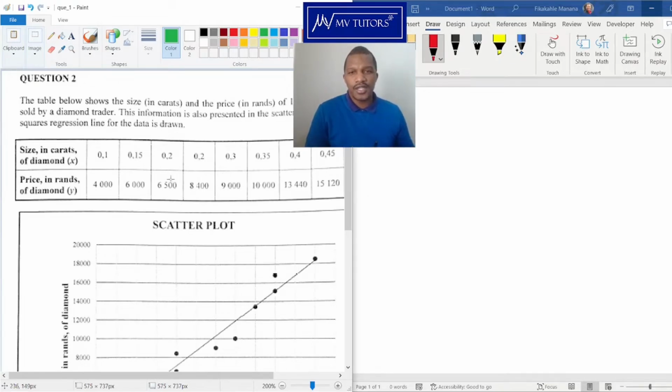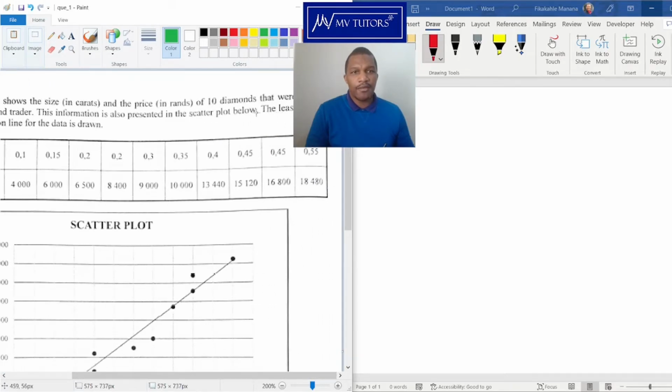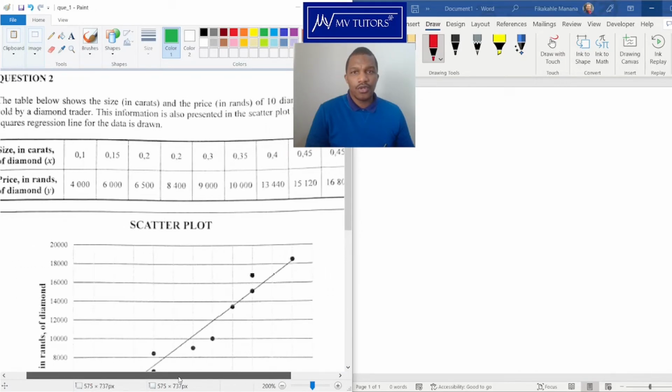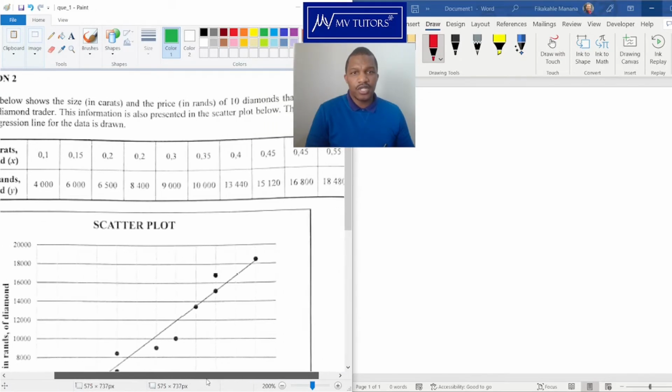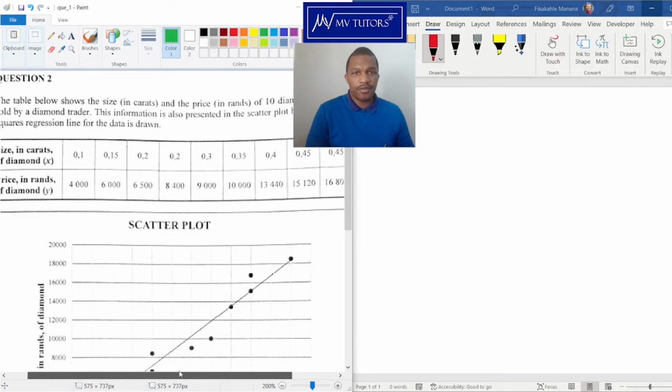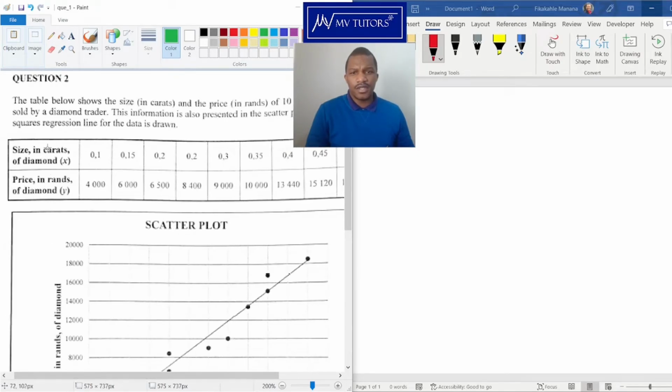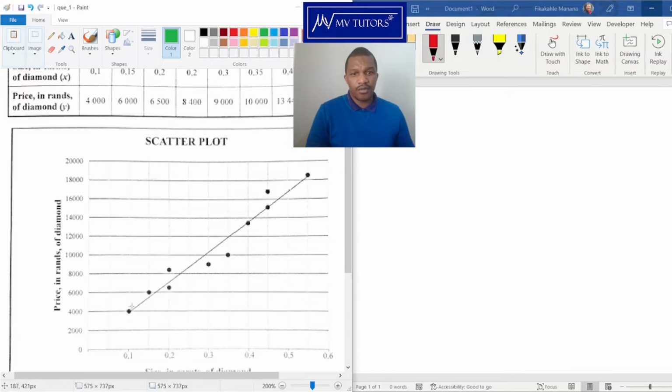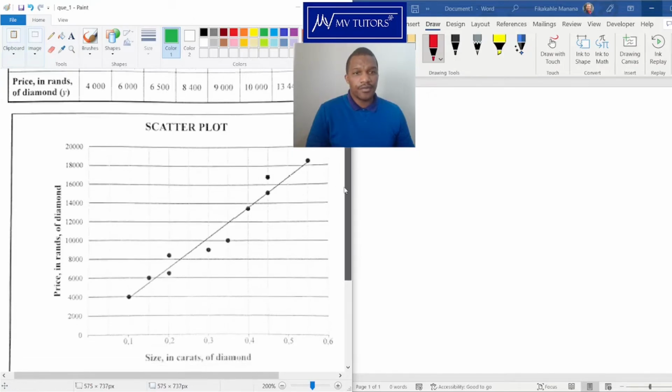Now, question 2 says the table below shows the size in carats and the price in rands of 10 diamonds that were sold by a diamond trader. The information is also presented in the scatter plot below, and the least squares regression line of the data is shown. So they give us the information in this table: the sizes in carats of the diamonds versus the price. Then they've taken that information and plotted it in this graph here and drawn the regression line.